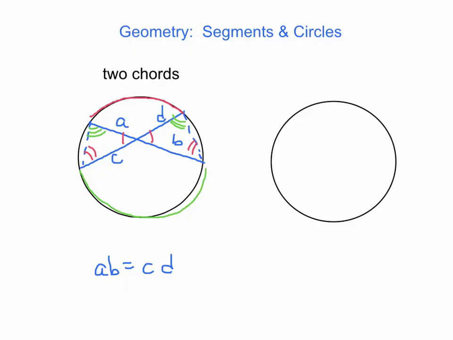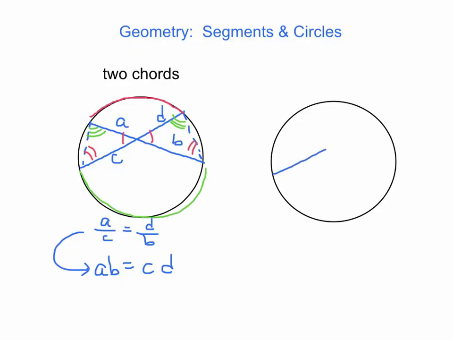And for the first triangle I'm going to do the ratio A over C, and for the second triangle I'm going to do the ratio D over B. Those are corresponding parts. And when you cross multiply, you get AB equals CD. So let's see that play out with a specific example.